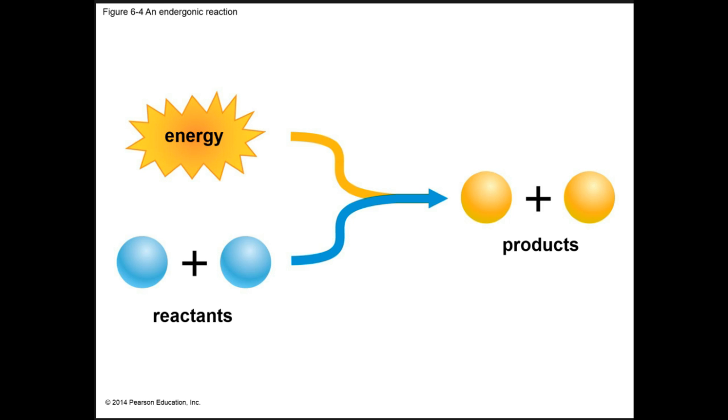The opposite example would be what we call an endergonic reaction. Endergonic reactions require an input of energy. Here we have 2 reactants in blue, in the presence of energy, converted to two products in yellow. In this case, this is considered an endergonic reaction because the energy is considered part of the reactants, or the energy is used to make the reactants react with one another to make the products.